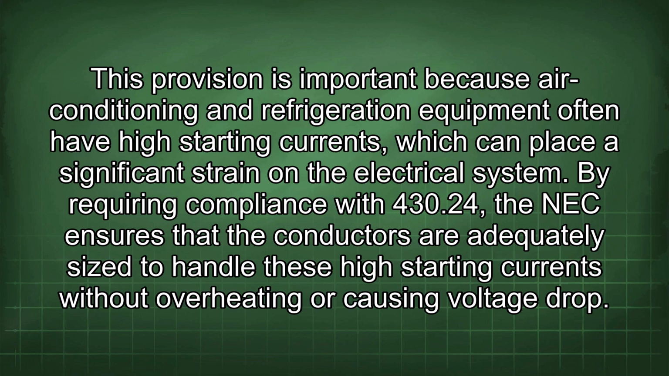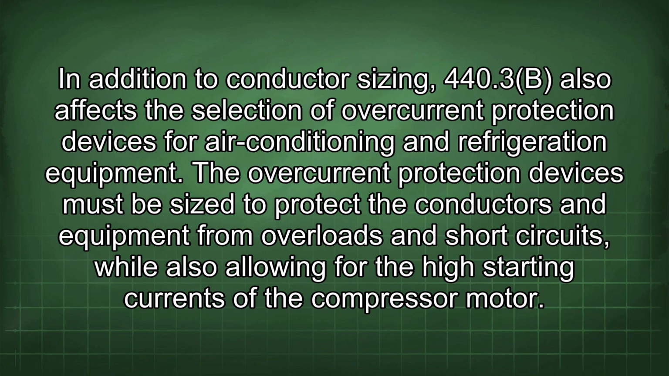This provision is important because air conditioning and refrigeration equipment often have high starting currents, which can place a significant strain on the electrical system. By requiring compliance with 430.24, the NEC ensures that the conductors are adequately sized to handle these high starting currents without overheating or causing voltage drop. In addition to conductor sizing, 440.3(B) also affects the selection of overcurrent protection devices for air conditioning and refrigeration equipment.